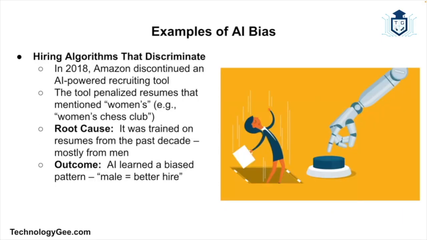Another example is hiring algorithms that discriminate. In 2018, Amazon scrapped an internal recruiting tool after discovering it downgraded resumes with the word women's in it, as in women's chess club captain. Why was this? Well, the model had trained on resumes submitted over a decade, which were mostly by men. So essentially, the algorithm had come to learn that male equals good candidate and women equals bad candidate.